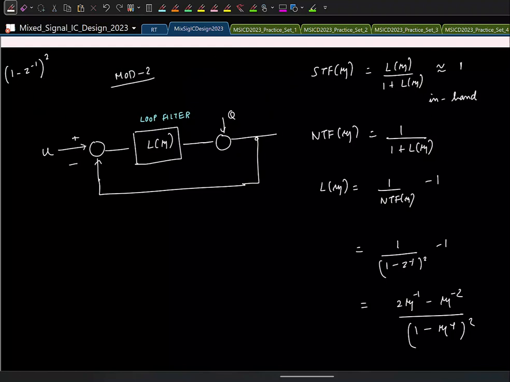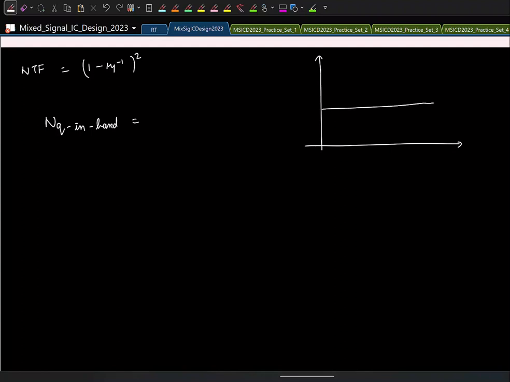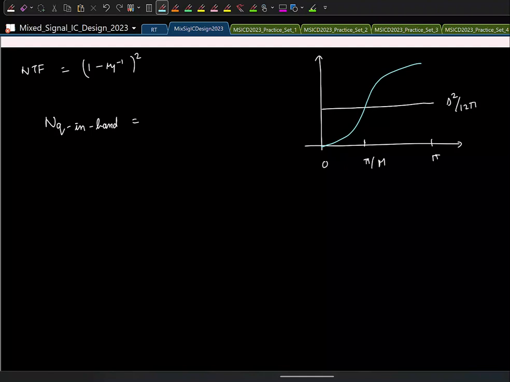Let's quickly see what will be the benefit in the noise we get. Again, I have my NTF as (1 minus Z inverse) whole square. I am trying to find what is my quantization noise within my signal bandwidth. How will I find it? Okay, let's start from scratch. Ideally, the quantization noise is flat, and this is going to be delta square by 12 pi. And my bandwidth is, let us say, 0 to pi by m. Now the filtered quantization noise, how will it look? At low frequencies, what can you say?